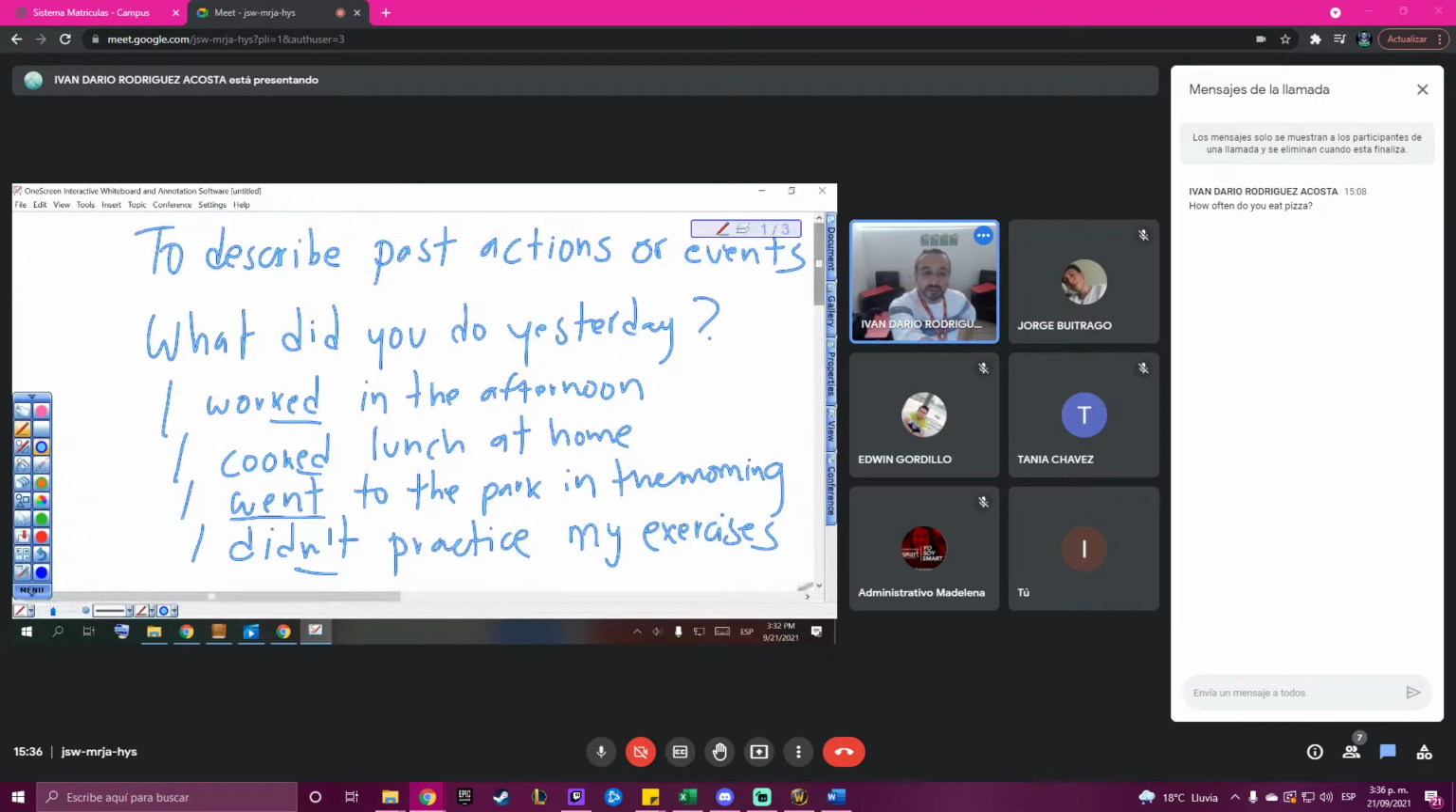Look, you see the objective: to describe past actions or events. So we are talking about what we did yesterday. That one is the past. I worked, I cooked. Some of you also worked. Some of you also cooked. Some of them went to practice driving lessons. So actions or events that we have in the past. Important here, remember the verbs in past.